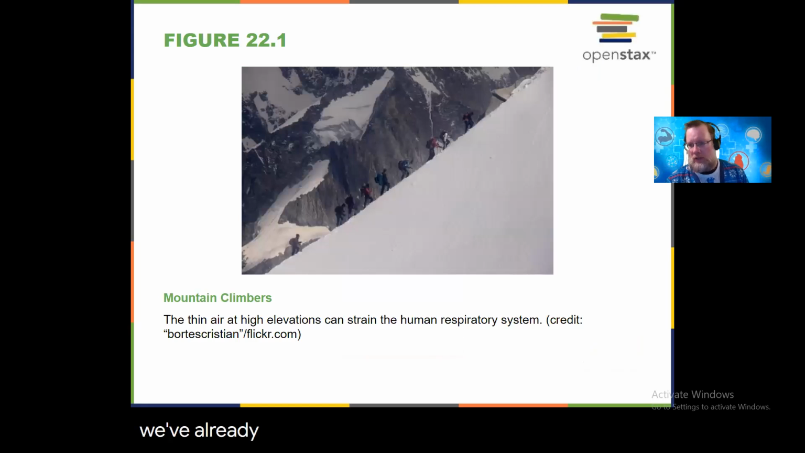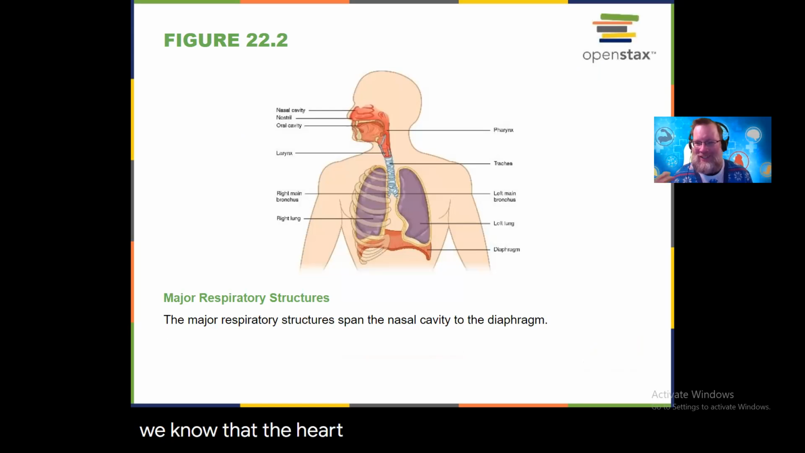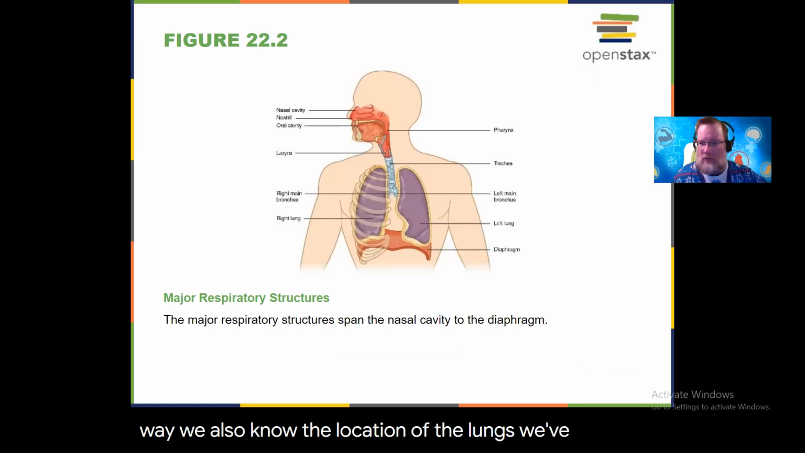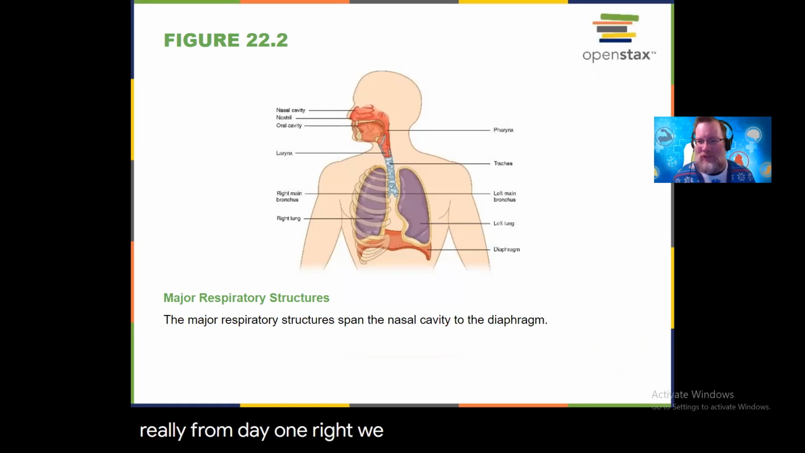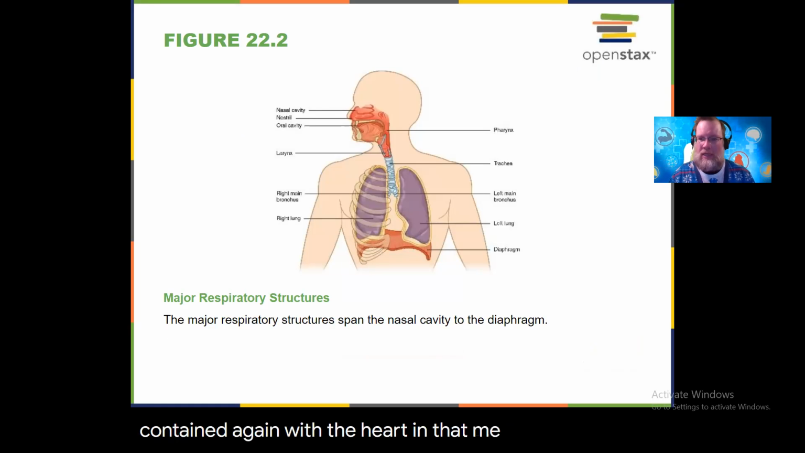We've already looked a little bit at the lungs. We know that the heart is involved with the lungs in some way. We also know the location of the lungs. We've seen this really from day one, right? We know that this is the thoracic cavity where we find the lungs contained, again with the heart in the mediastinum. So the lungs are going to be directly linked with the heart as well as the diaphragm.